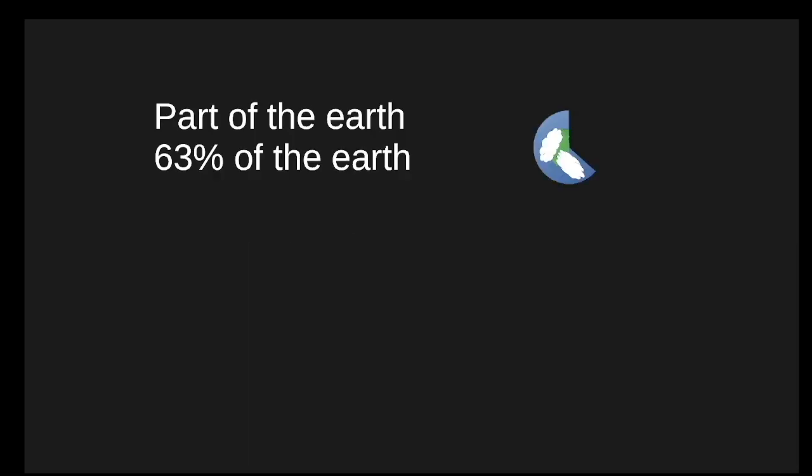Sometimes we can replace the word part with a number and a percent sign. Part of the earth, 63% of the earth. But part of the earth doesn't tell us what amount it is. The amount is 63%, so that's more specific. When we do this, the number should be between 0 and 100%. 0 isn't anything, and 100%, well, that would be the whole earth. It's not just the earth.